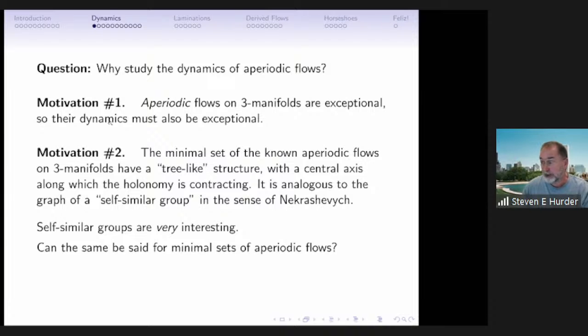Well, that's really interesting if it could be made legitimate, mathematical, because with self-similar groups, you can do a lot to classify them. That's a big project. And so you could ask, what about aperiodic flows? Can we approach them using some more tools? Not just construct them, but sort of discuss what do they look like? What are their dynamics?